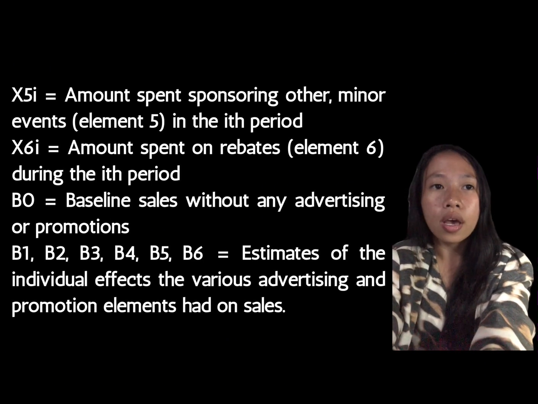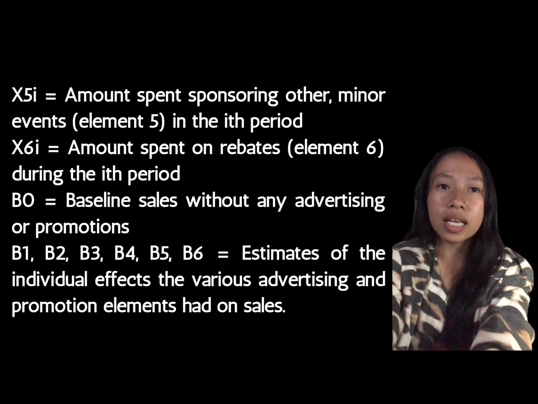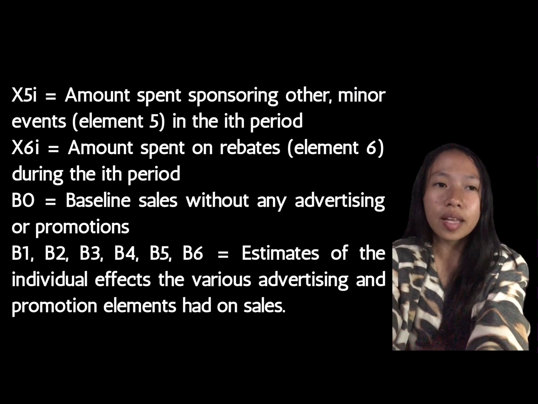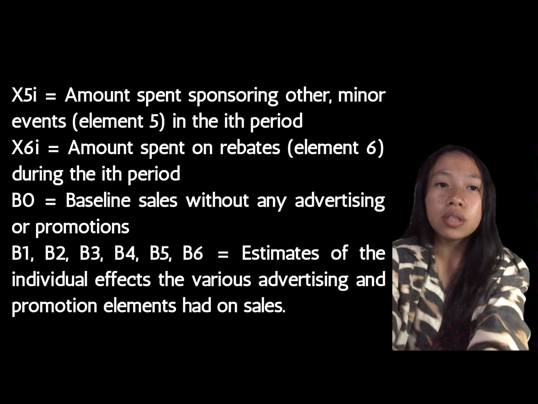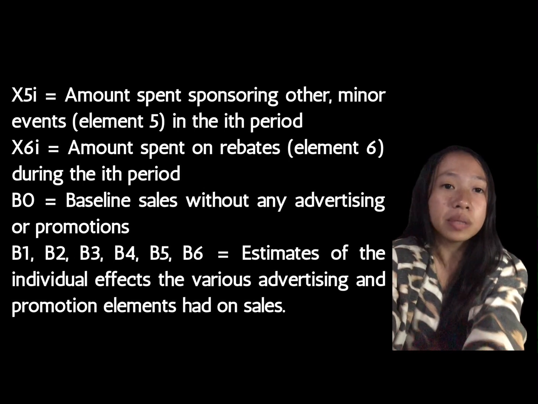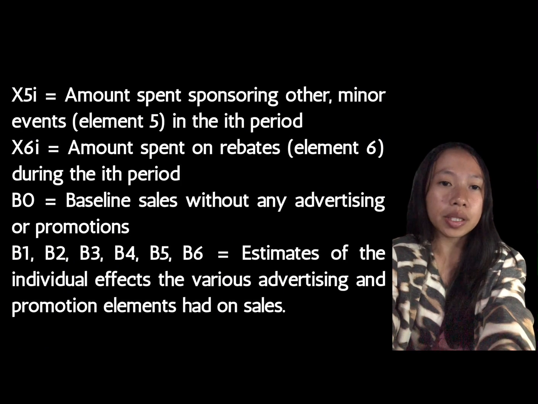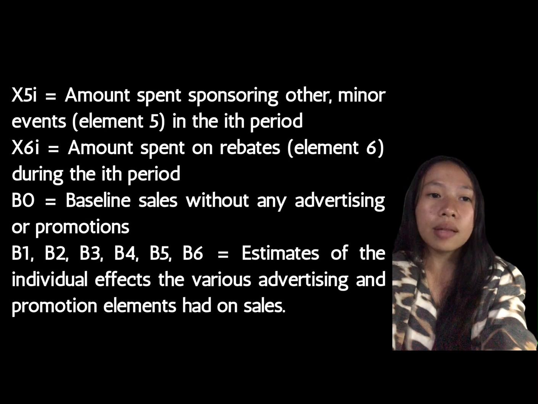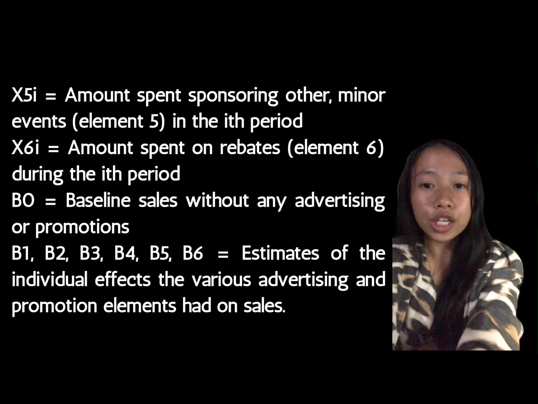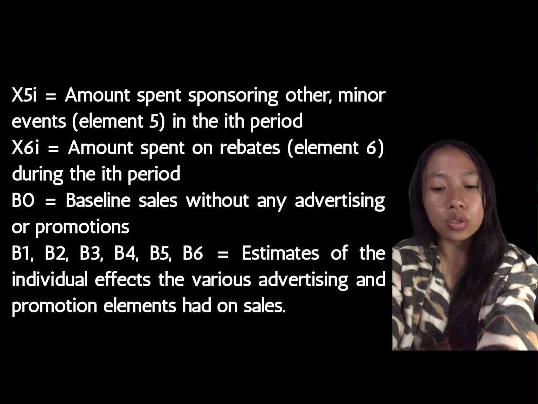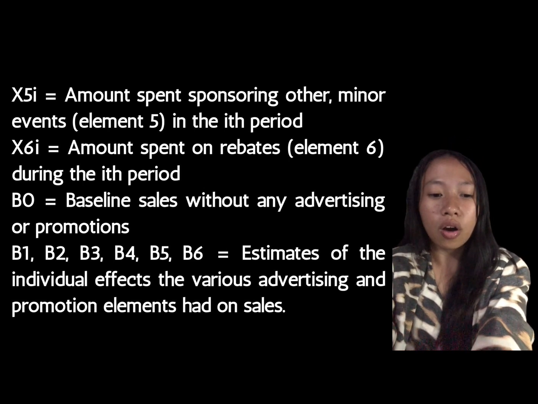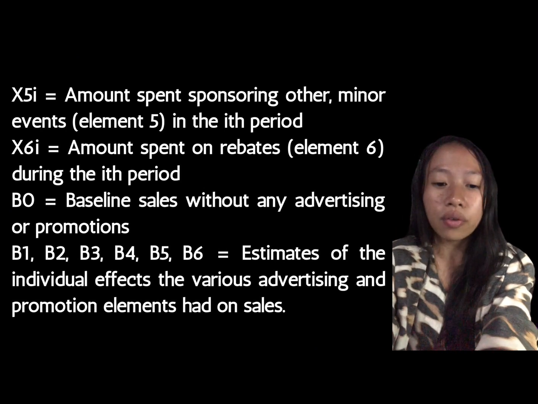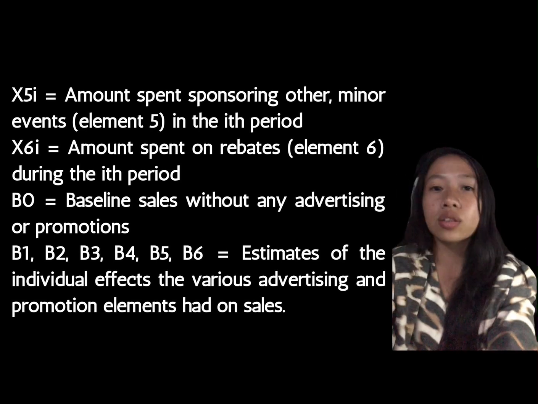Next, B0 is equal to baseline sales without any advertising or promotions. B1, B2, B3, B4, B5, and B6 are equal to estimates of the individual effects the various advertising and promotion elements had on sales. A regression analysis is a way for you to measure the relationship of one variable to another. So, this allows us to see what factors of our marketing efforts relate to others.